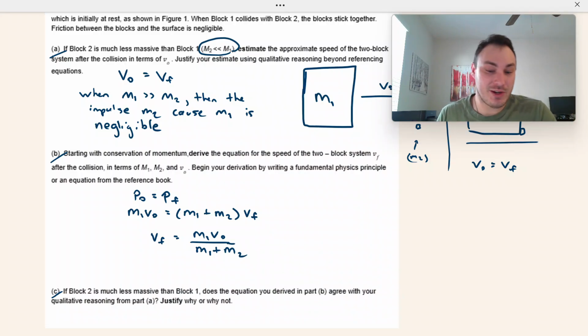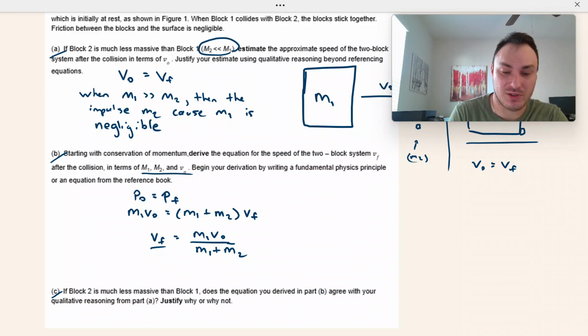Sometimes these are hard derivations. Sometimes these are easy derivations. I would say this one was a pretty easy derivation. But that's our final answer. We solved for v final, and we solved it in terms of m1, m2, and v naught.